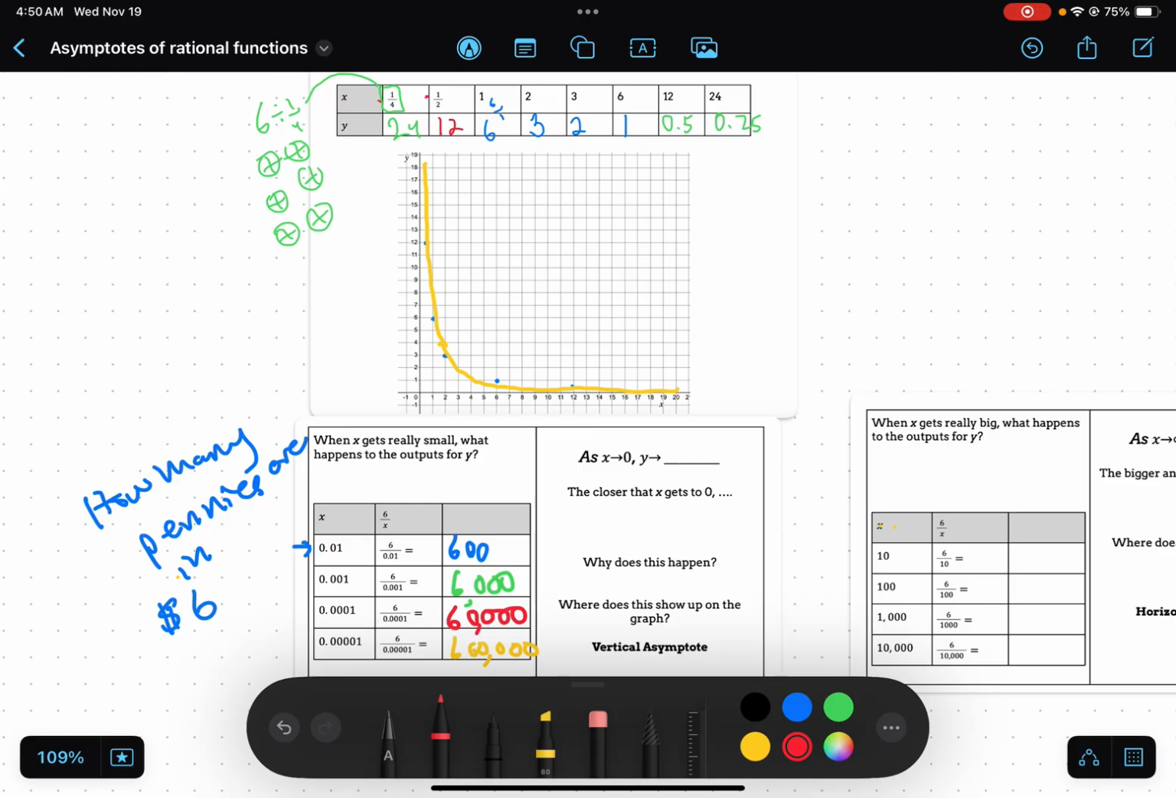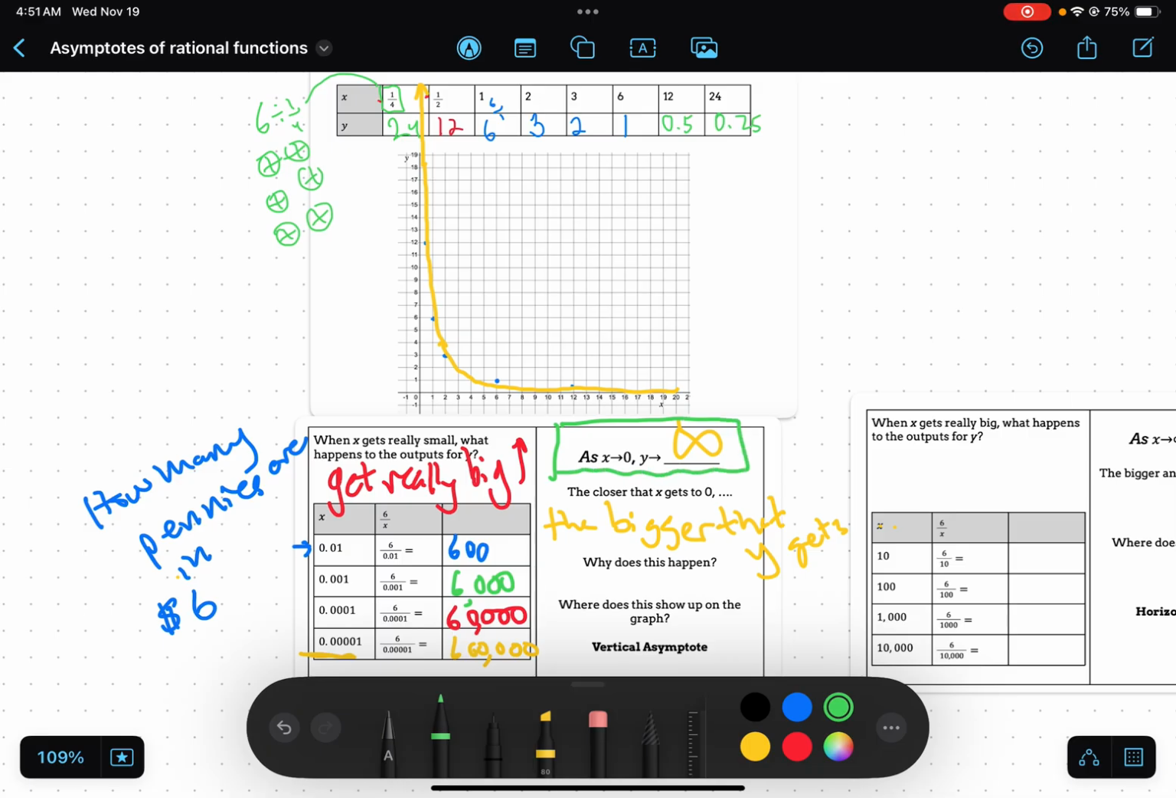So what happens when x gets really small? What happens to the outputs for y? They get really big. They go shooting up. In fact, if you look on the graph, they go shooting straight up, which means they're getting closer to infinity. The smaller the number I plug in here, the bigger the number I get out. So the closer that x gets to 0, the bigger that y gets. It gets bigger and bigger. And this is a key concept in math. This is called an approach statement.